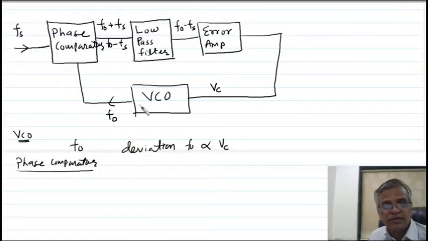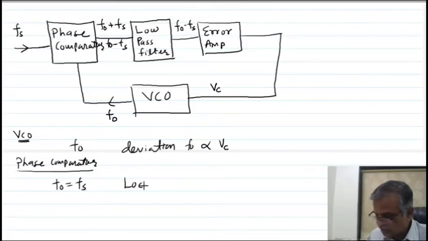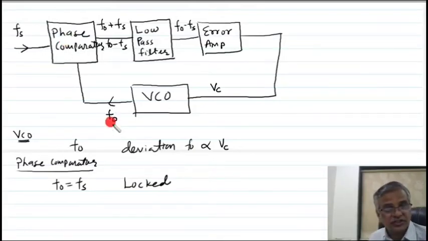When FO is equal to Fs, then it is called PLL is locked. Try to understand what I am telling you. Once FO is changing, this process will continue. In every cycle, FO will be changed and the VC voltage tries to reduce the frequency difference between Fs and FO. When FO is equal to Fs, then you can say the circuit is locked.